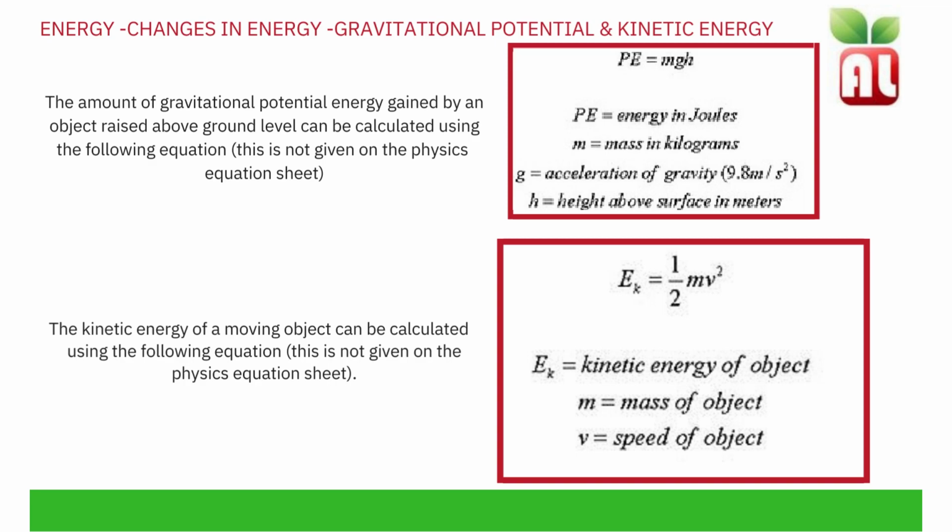The kinetic energy of a moving object can be calculated using the following equation. Kinetic energy equals a half times the mass of the object times the velocity squared. Mass of objects is measured in kilograms and the speed or velocity of the object in meters per second. Both of these equations are not given on the physics equation sheet, so must be learnt.